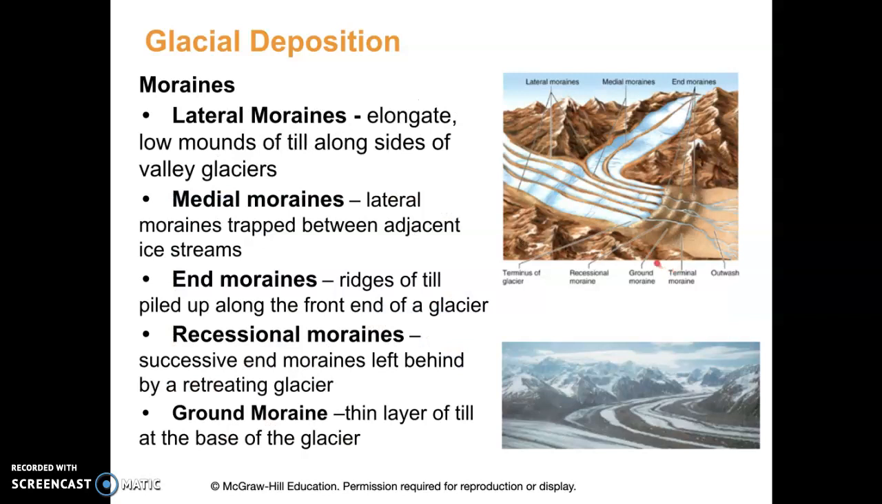So, lateral moraines are elongated low mounds along the sides of the valley glacier. So all along and through here and on this side, and then we'd have them up here on this one as well. Medial moraines are lateral moraines that are trapped between adjacent ice streams. So here we have these medial moraines in the middle.